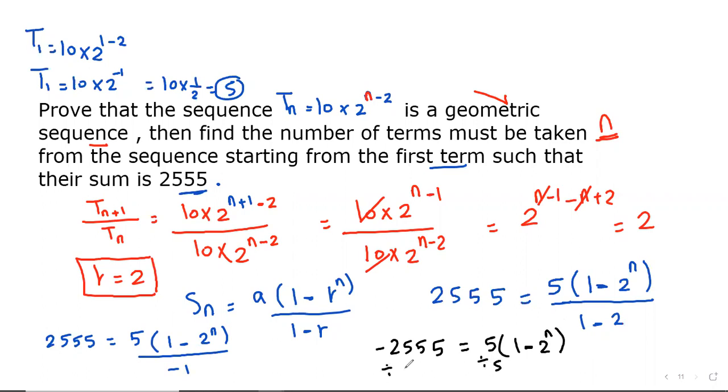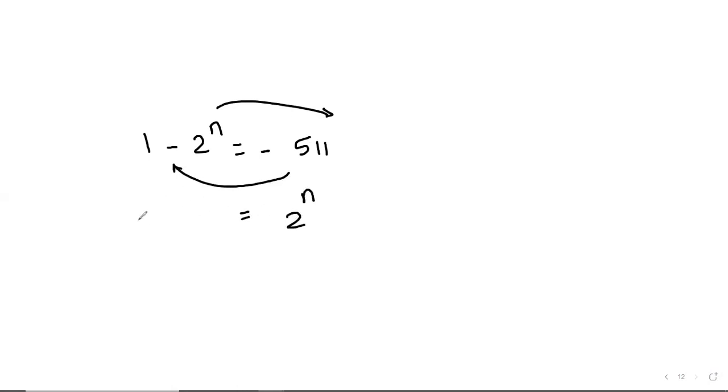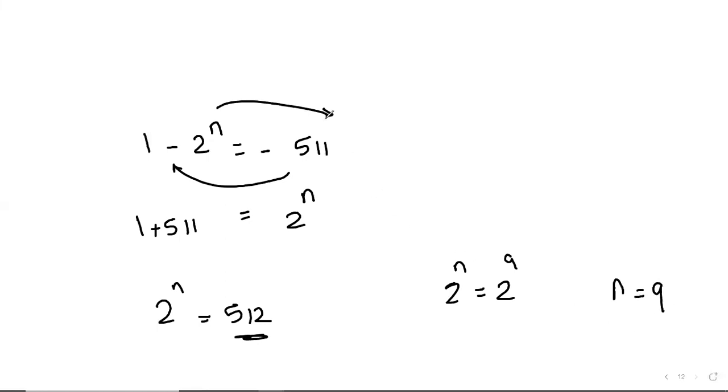Divide by 5 both sides. So when dividing by 5, 1 minus 2 to the power of n equals negative 511. We can move it to the next side and this to the next side here. So 2 to the power of n equals 1 plus 511. So 2 to the power of n equals 512. And 512 is 2 to the power of 9. So 2 to the power of n equals 2 to the power of 9. In this case, n equals 9. That's it.